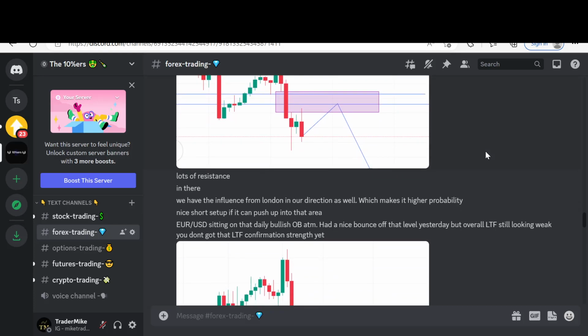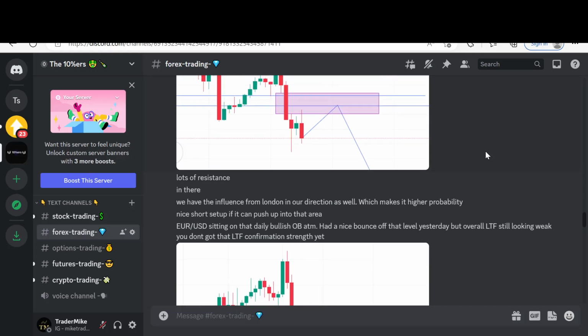Not always, okay? But many times that's the case. And those are where my highest probability trades come from, whenever I have the influence of London session with me as well. Without a doubt, I mean, night and day difference. And for it to be an A+ setup for me, got to have London.